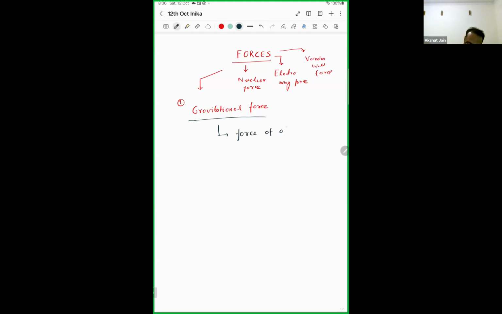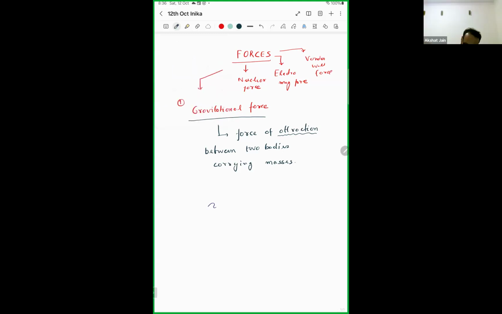Force of attraction between two bodies carrying masses. So this force of attraction is by virtue of mass. This body has a certain mass, this body has a certain mass, and by virtue of mass, they are feeling attracted to each other. The second point is that this is always a force of attraction. There is never a repulsion experienced. There is never a case where this body repels another body. They always attract.